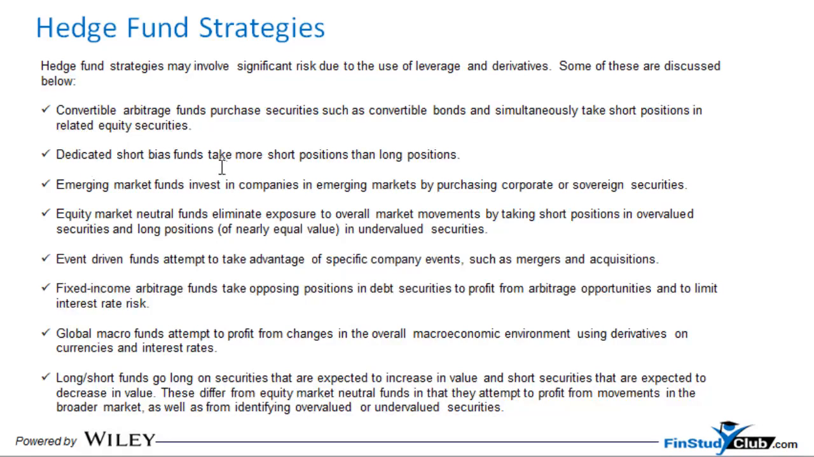Dedicated short bias funds take more short positions than long positions. You might have a hedge fund which is built around the emerging market theme. They would invest in companies in emerging markets by purchasing corporate or sovereign securities. You might have an equity market neutral fund which would have long and short positions almost in equal weight so as to bring down the beta to almost zero, and basically the long positions would get created in undervalued stocks and the short positions would get created in overvalued stocks.